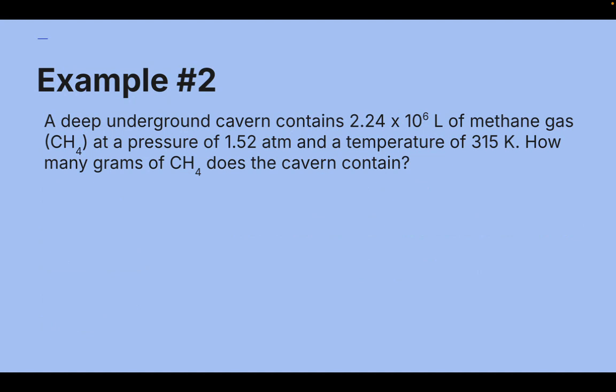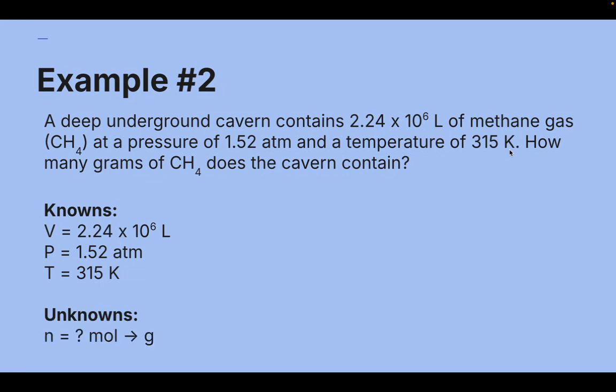So to pull out the numbers we know, the volume is 2.24 times 10 to the 6 liters. The pressure is 1.52 atmospheres. The temperature is 315 Kelvin. And we need to solve for N, which will be moles, that we can then convert into grams, which is what the question is asking us for. So I can plug those numbers into my ideal gas law.